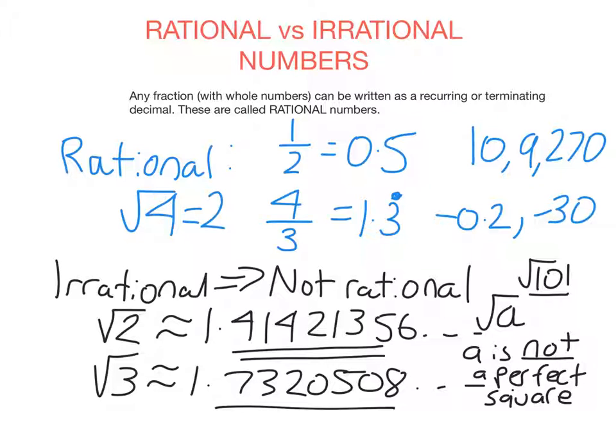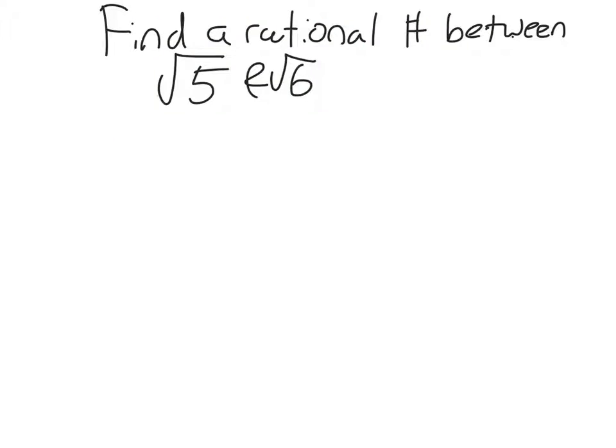So let's look at those examples. In this first question, I'm going to find a rational number that is in between square root of 5 and square root of 6. So that means that it's more than the square root of 5 and it's less than the square root of 6. Now to do this, I do need to write out their decimals a little bit.